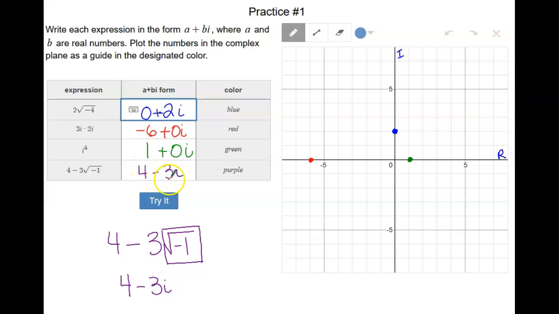Just like with x's, if it was 4 minus 3x, you can't subtract these because this is an imaginary number and this is a real number. You can't combine imaginary and real numbers together. So if we have 4 minus 3i, 4 is the real portion of our complex number, so that's going to go to 4 on the real axis, and then -3i is the imaginary portion, which means that it's 3 below the real axis, and so we're going to put that one right there.